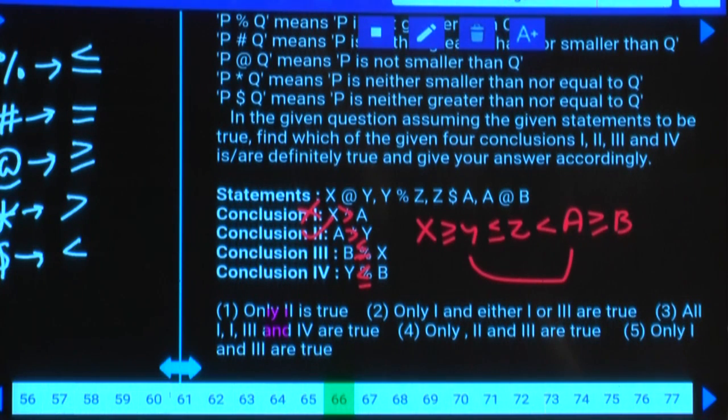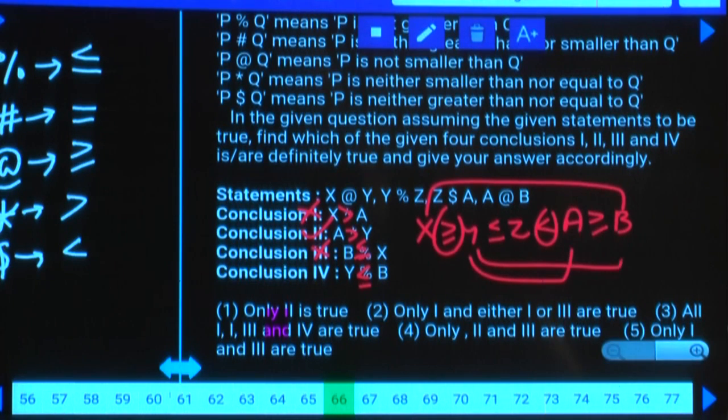And the third one, b lesser than or equals to x. Now between x and b, there is 1 greater than, 1 lesser than, 2 opposite symbols, that is definitely false, isn't it? Hence whenever there are 2 opposite symbols between these 2 elements, no relation can be drawn. Then coming to the fourth one, y and b. Between y and b, again there is 1 lesser than, 1 greater than, 2 opposite symbols, no relation can be drawn. Then what is your answer? Only 2 follows. It is given in choice 1.